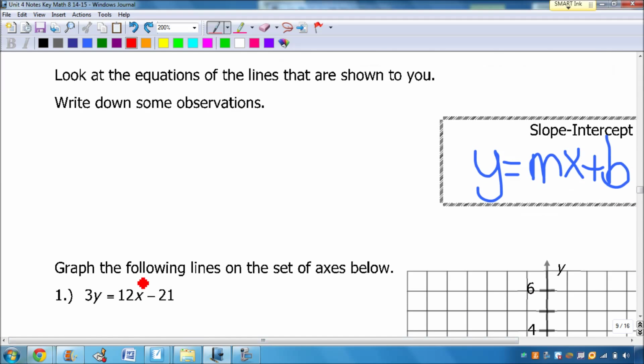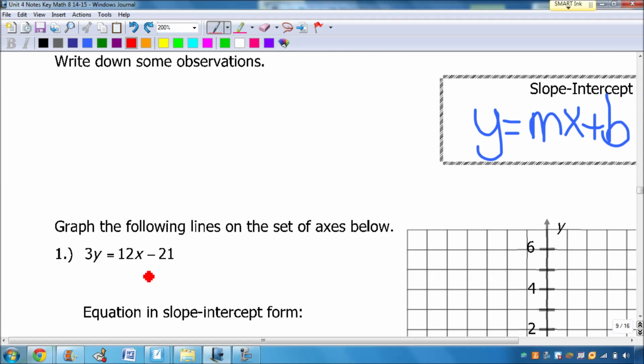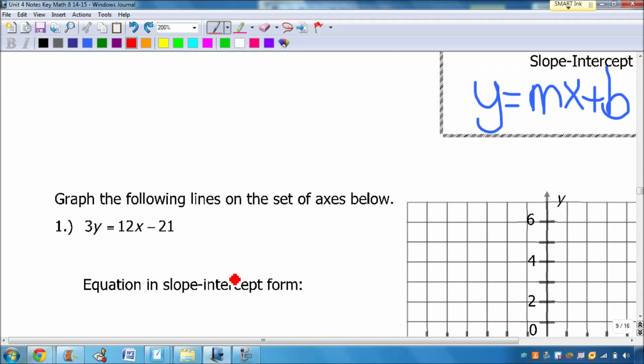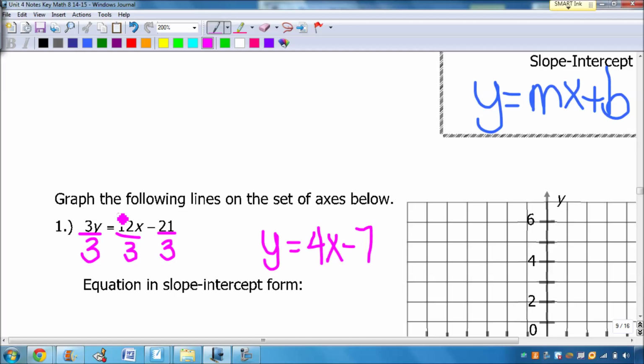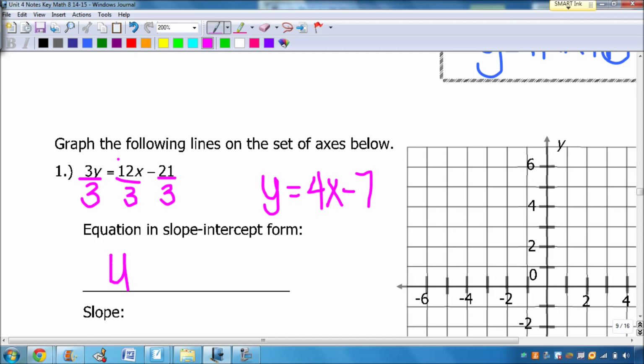In number 1, graph the following lines on the set of axes below. So the first thing we need to do is get it in slope-intercept form where the y is by itself. So here the y is not by itself, but it's really easy to get the y by itself. All I have to do is divide everything by 3. So divide by 3 here, divide by 3 here, and divide by 3 here. You end up getting y equals 4x minus 7, because 12 divided by 3 is 4, and negative 21 divided by 3 is 7.